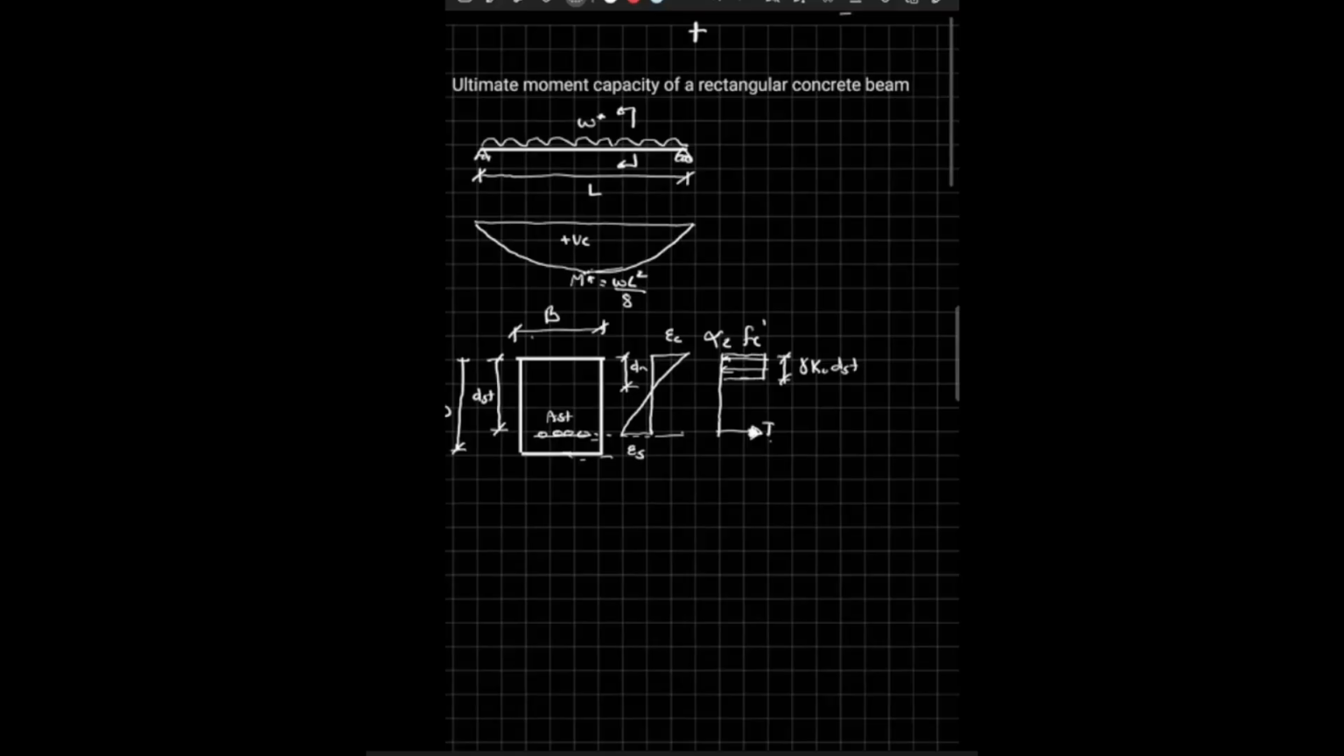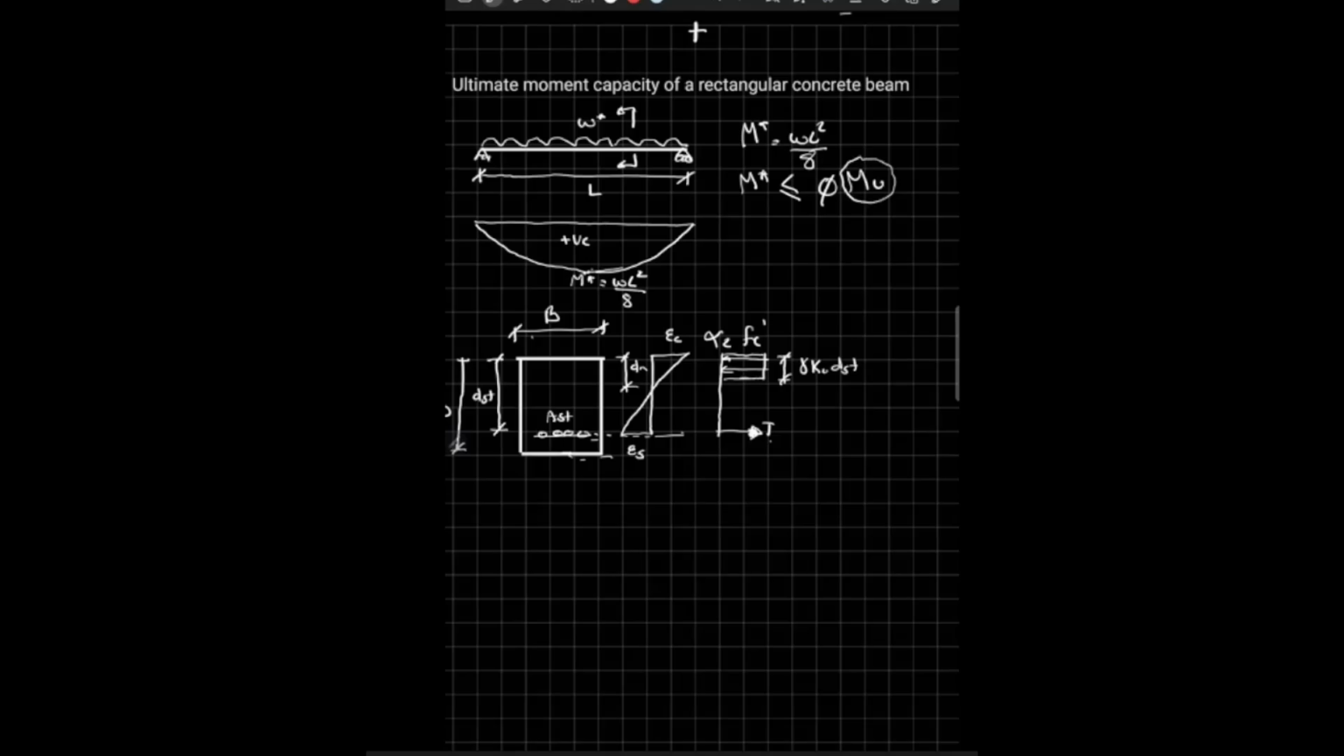We have a beam with a length L and a uniform load of W star. Now we know that M star, the applied moment, is W L squared over 8. Please don't forget that. We want to make sure that M star is less than or equal to phi, the reduction factor, multiplied by the ultimate moment capacity, Mu. We will just focus on this component today, Mu.